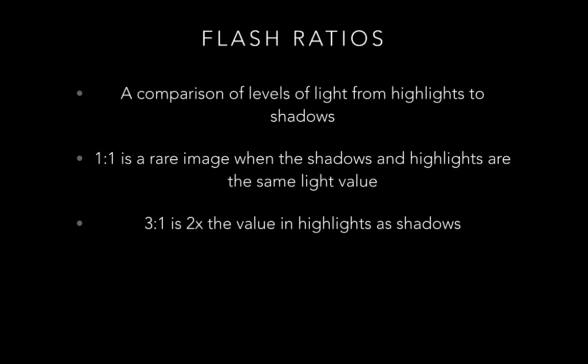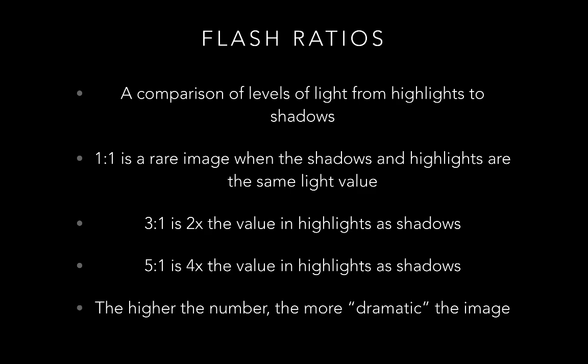3:1 is the ratio when you have 2 times the value of the highlight as the shadow. So the highlights are twice as bright as the shadows. That would be a 3:1 ratio. And a 5:1 ratio would be when you have 4 times the value of the highlight to a shadow. 4:1 to 5:1 is when it really starts to look dramatic. A 3:1 is 2 to 3:1, somewhere in that range of a ratio. It's just a nice exposure ratio. It's kind of a common look. And as you start to move higher up in the 4 to 5:1 ratios, you start to see a more dramatic image. The higher the number, the more dramatic.